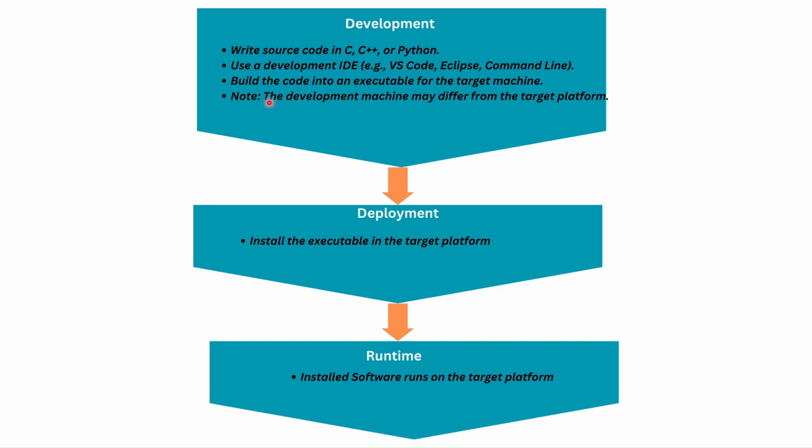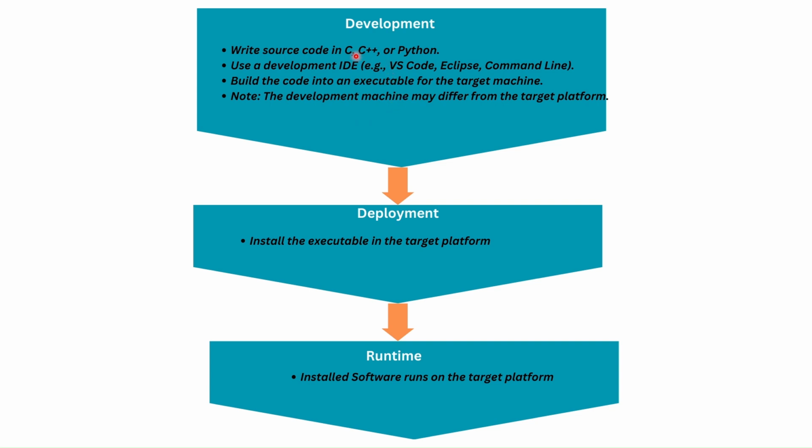In general, the platform on which you are developing the software, like a Windows machine or Linux machine, you will build it and make an executable, but the executable may not run on the same machine. It may be a different platform. Like you write a mobile application on Windows, and once you make an executable, it will run on the mobile. So the target platform is always different from the platform on which you are developing.